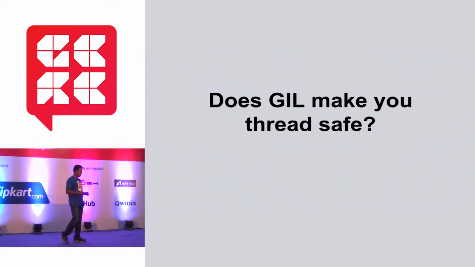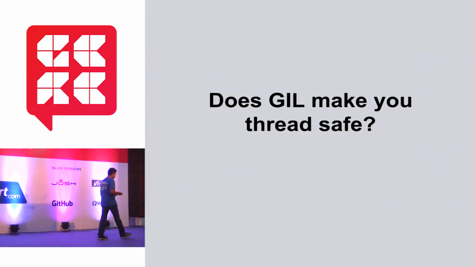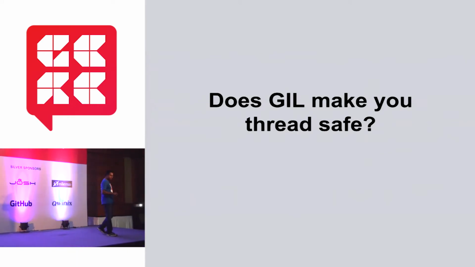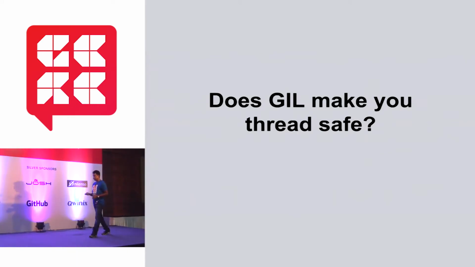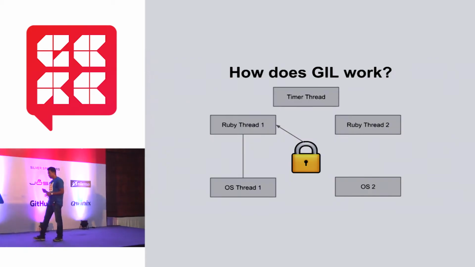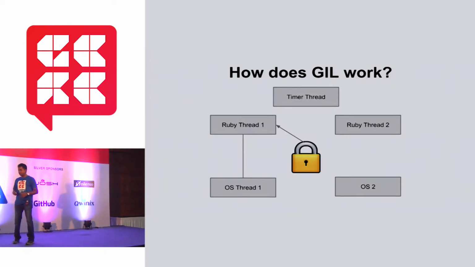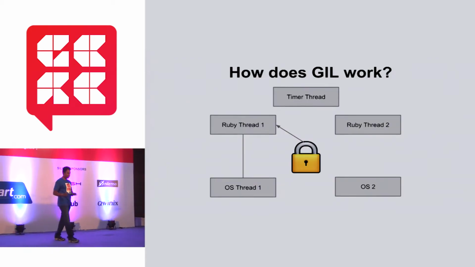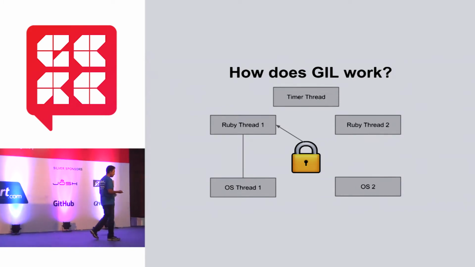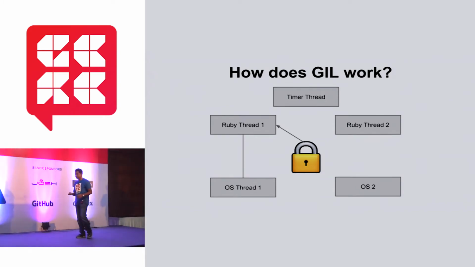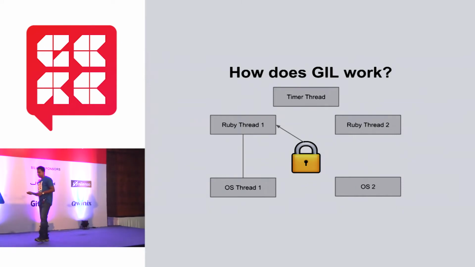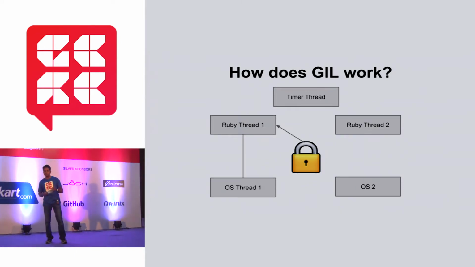So does having a global interpreter lock make you thread safe? It depends. It does make you thread safe in a way, but let's see. So how does GIL work? This is a very simplistic representation of how GIL works. So you have two threads here. One is already holding the GIL. So it's working with the OS thread.